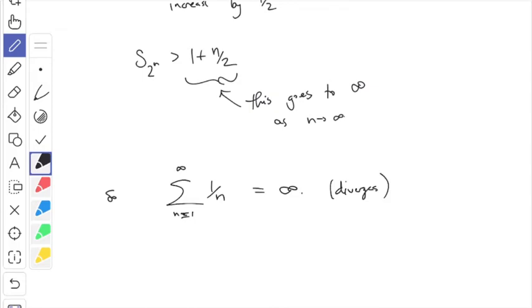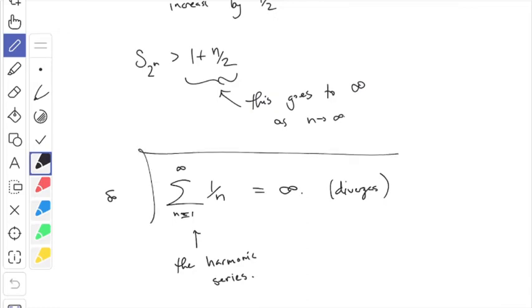All right. This is called the harmonic series. So you don't need to remember the formula for the harmonic series. It doesn't have a formula. It diverges. But it's an important example. It comes up a lot in different contexts, so it's important to be familiar with this example.